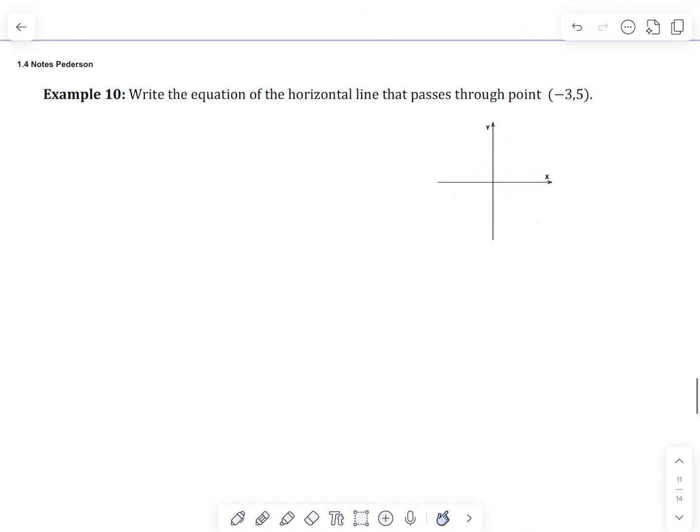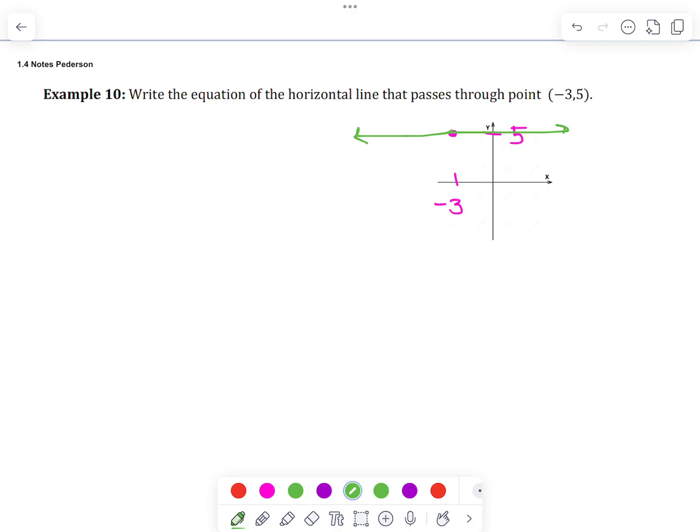Write an equation of a horizontal line that passes through the point -3, 5. So we're going to go left 3 and up 5. We're going to create a horizontal line. So that would be the equation y equals 5, and its slope will be 0.